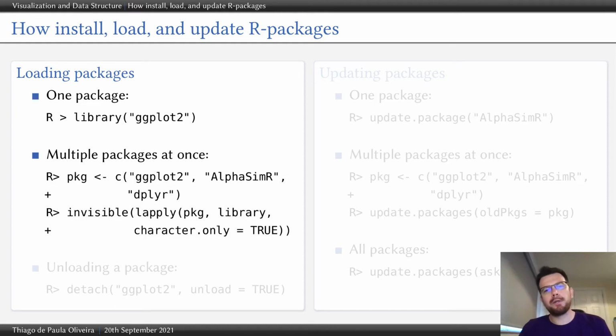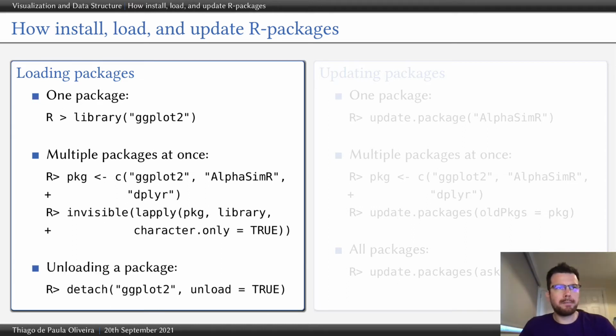However, if you want to load more than one at once, you can store the packages you wish to load in a vector of characters. Thus, you can use the apply function from the apply family to load all the packages. In this case, I'm using the invisible function because I don't want to see the output of this load. You can also unload the package using the function detach. In this case, I'm detaching the ggplot2 package from the console.